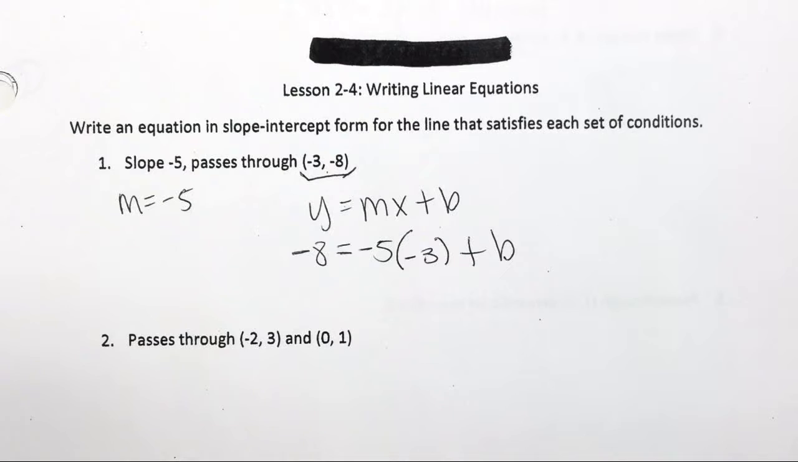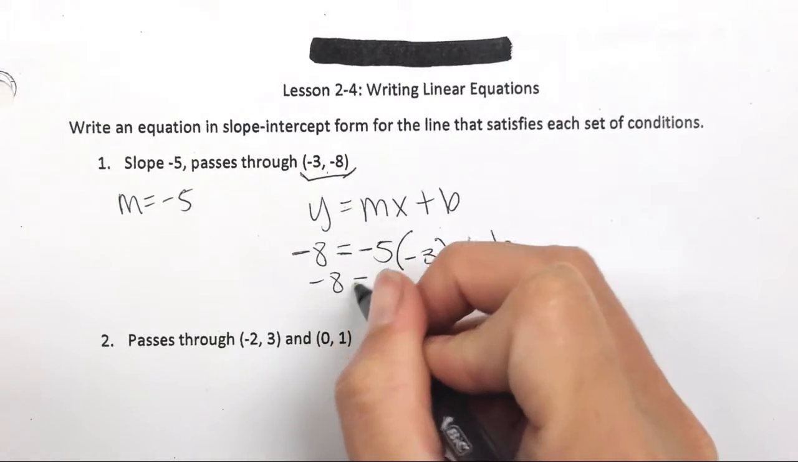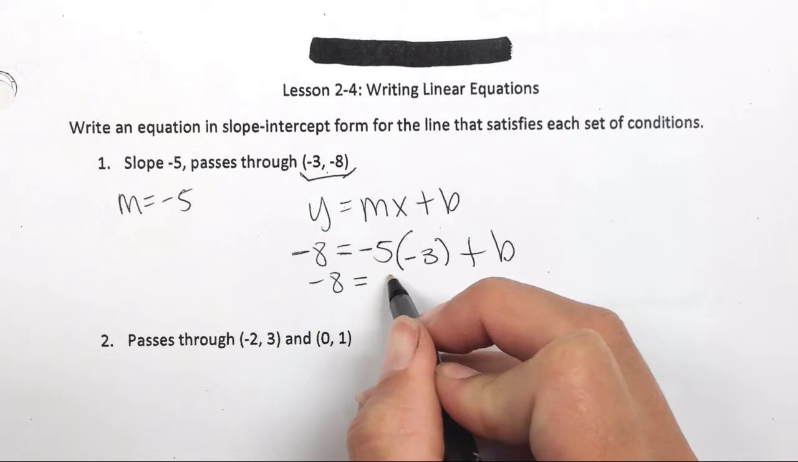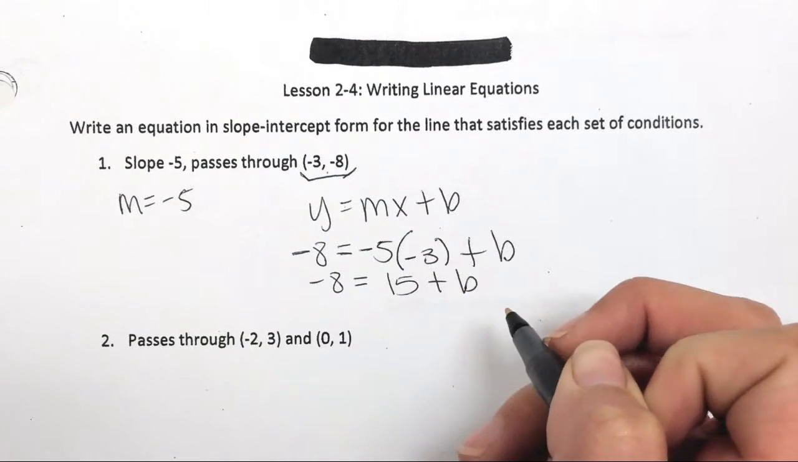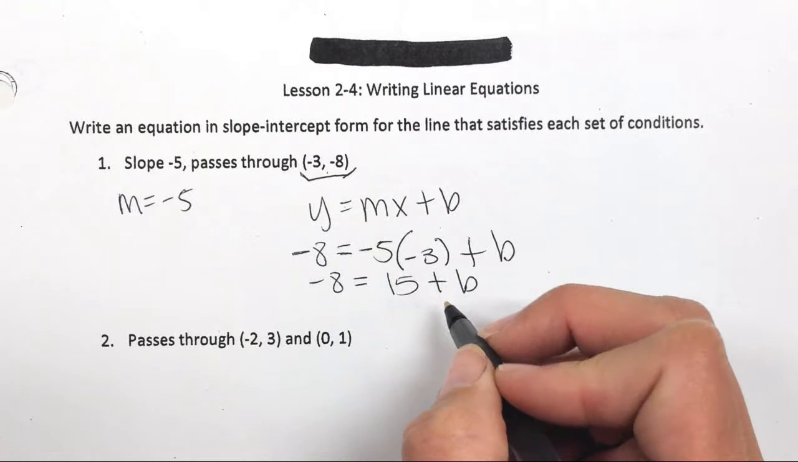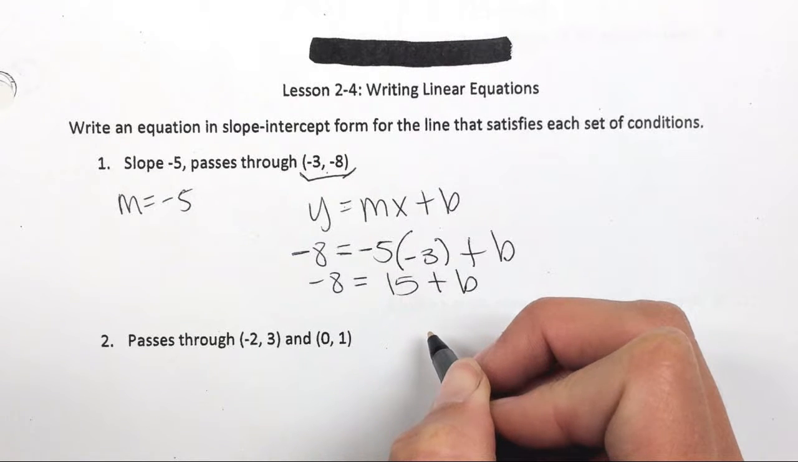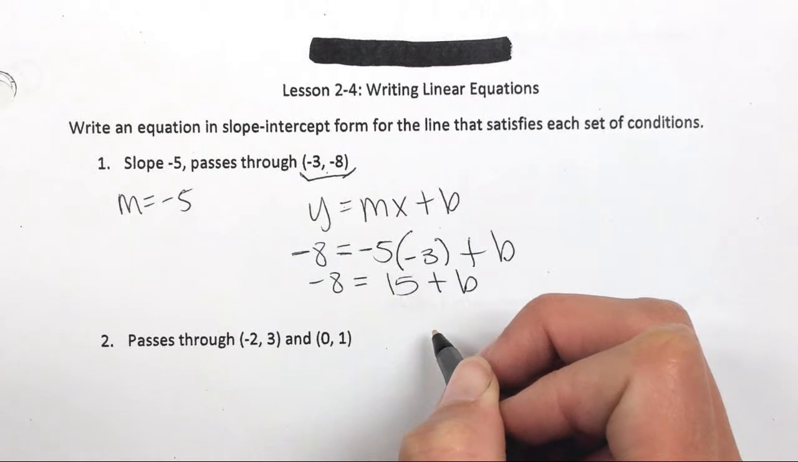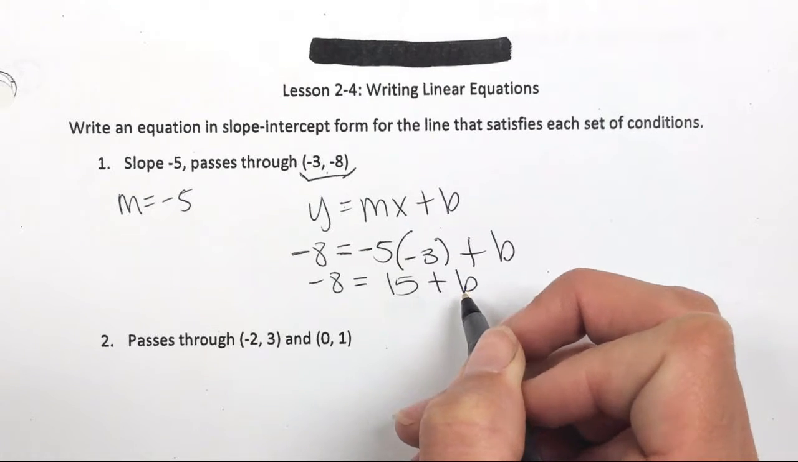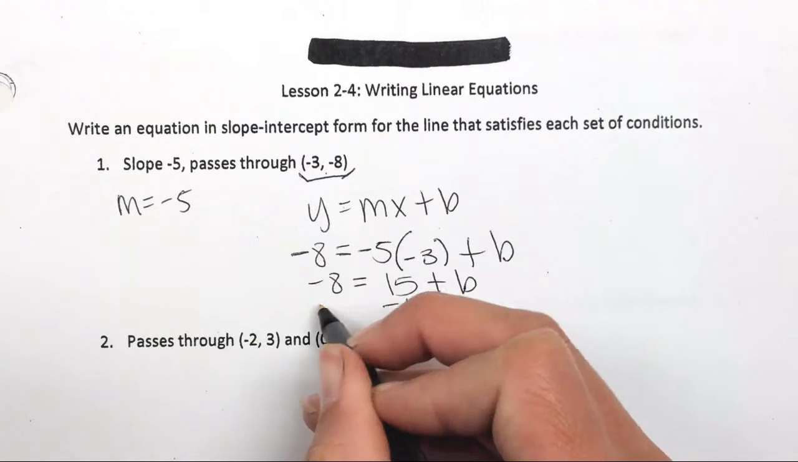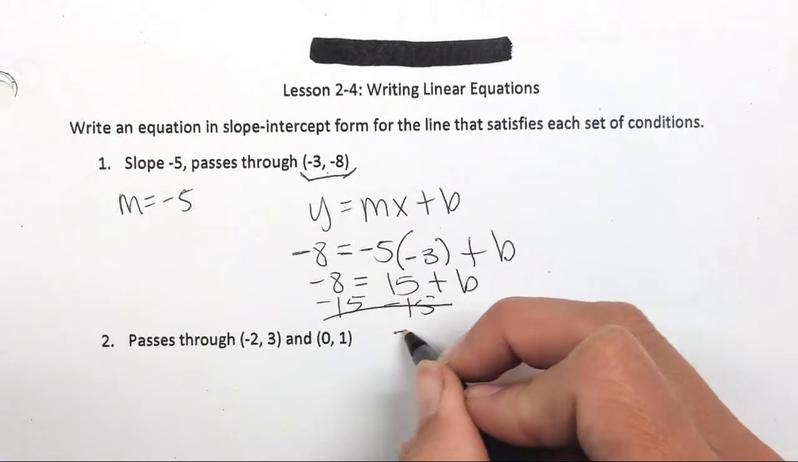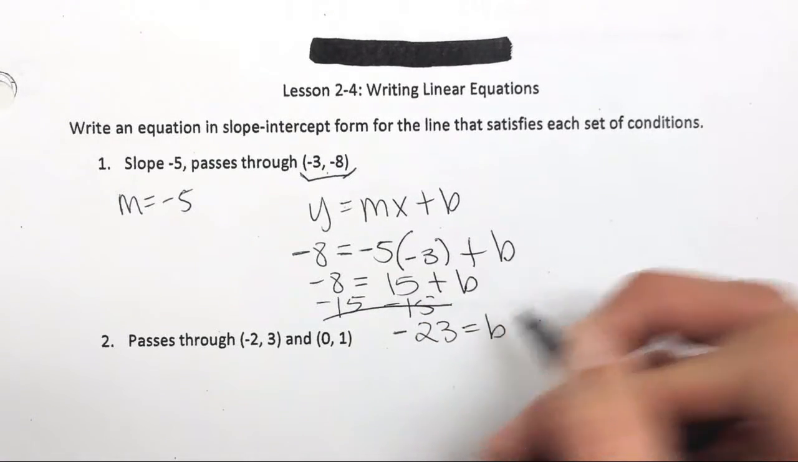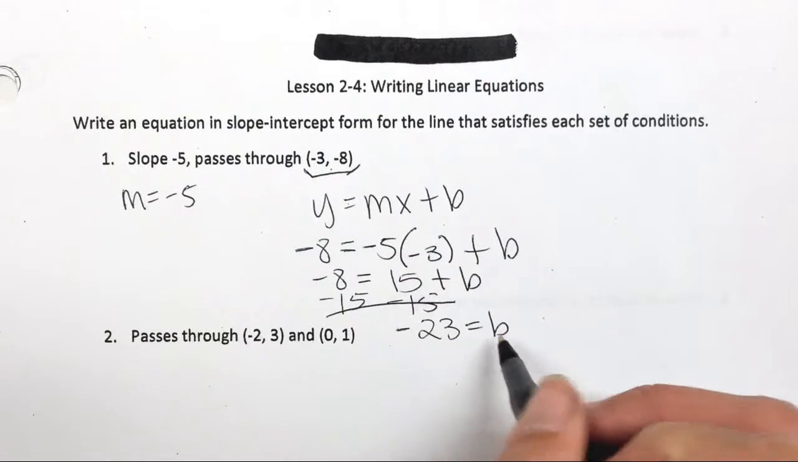So what will we have to do first if we're going to solve for b? Multiply first, so that's going to give us what? Good. And now to solve for b, we'd have to do what? Subtract what? Good. B is what we're trying to get by itself. So moving everything else away, which is subtracting 15. So b equals what? Very good. So now we have the y-intercept.